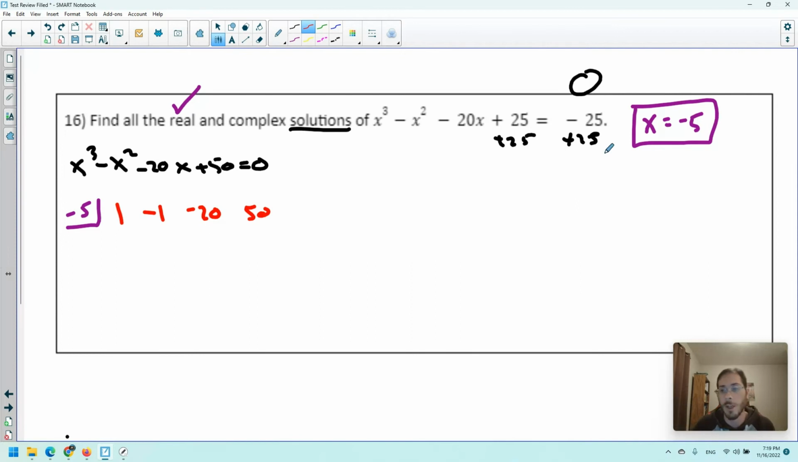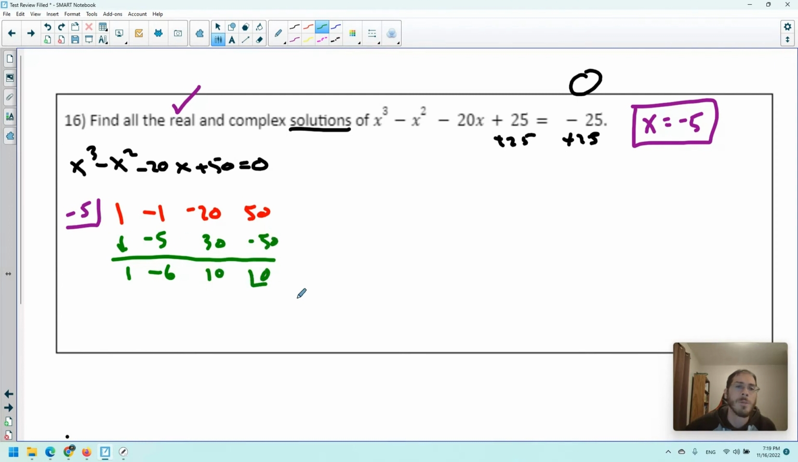Now, we know it should work out because the graph told us it's going to work out. So if it doesn't work out, then I probably did something wrong with the synthetic division because we know that this should work out. So let's hope that we did it right. So 1 times -5 is -5. Add them up, -6. -5 times -6 is 30. Add them up, we get 10. -5 times 10 is -50. Add them up, we get 0. So perfect. We knew it was going to work out.